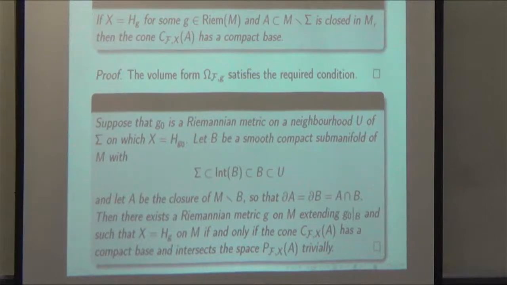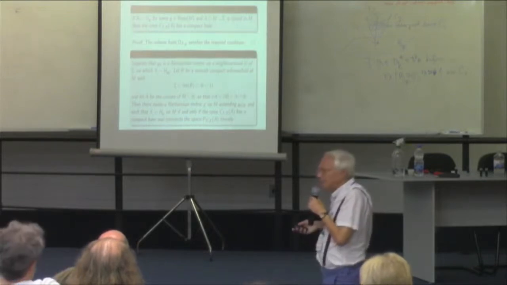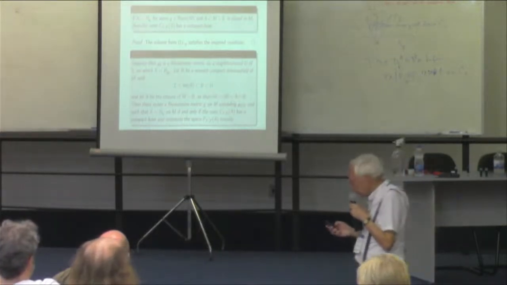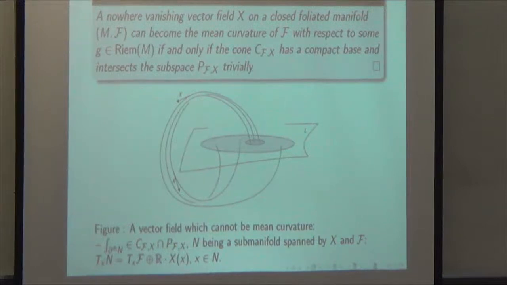intersects this space trivially. So all these results show, I think, that the realization of either a function or a vector field as mean curvature is a kind of topological problem, not really geometric. In particular, a nowhere vanishing vector field on a closed foliated manifold can become the mean curvature if and only if the cone under consideration has a compact base and intersects the space trivially. This is a slightly simpler statement than the one in the previous theorem.